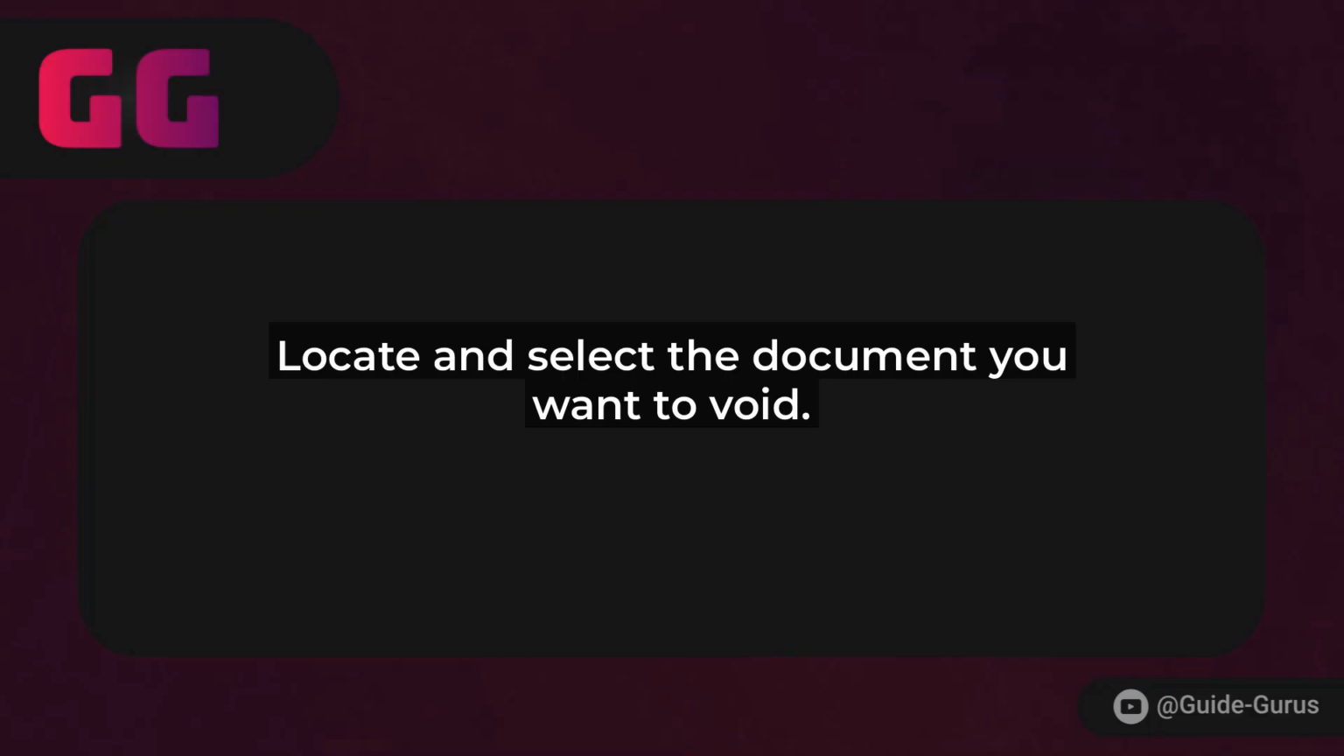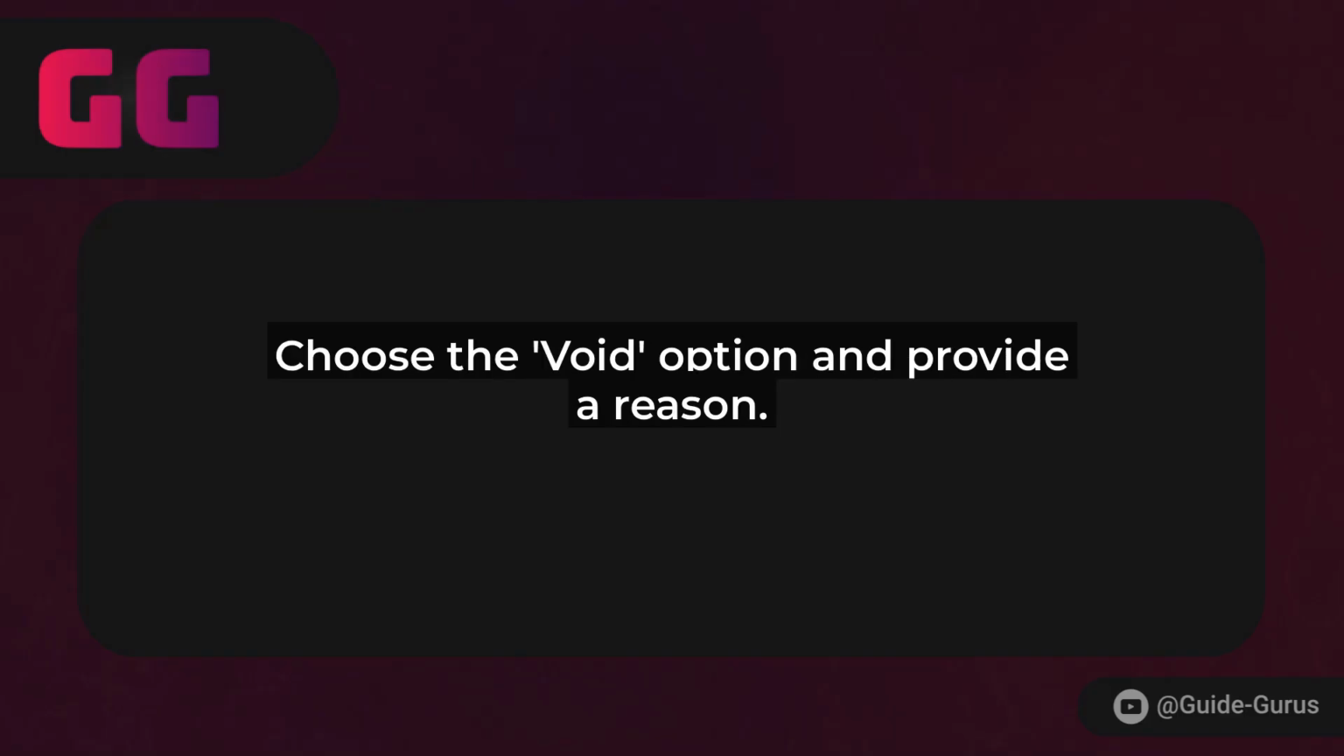DocuSign might ask you to provide a reason for voiding, like error in document or changed circumstances. Be honest and clear here, as this helps with record keeping. After you submit the reason, you'll get a confirmation prompt. Double-check everything because voiding is permanent and can't be undone. Hit Confirm, and voila, the document is voided. You'll receive an email notification, and all recipients will be informed too.